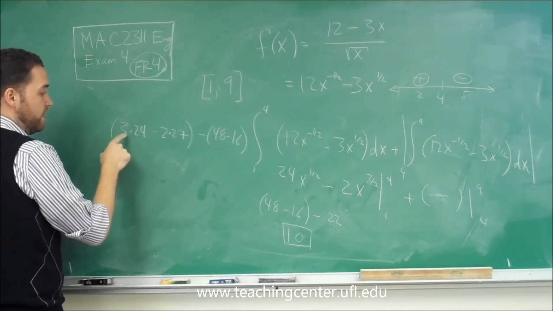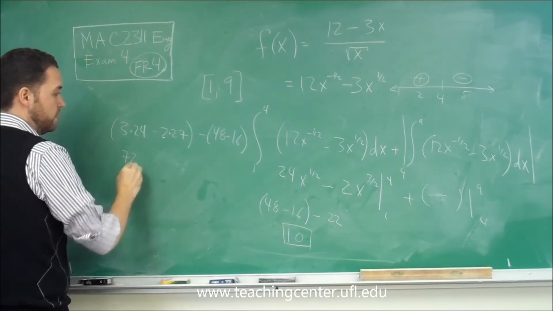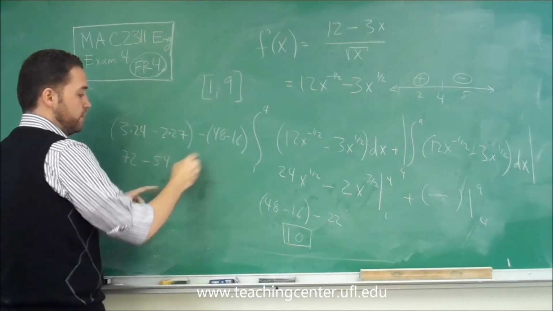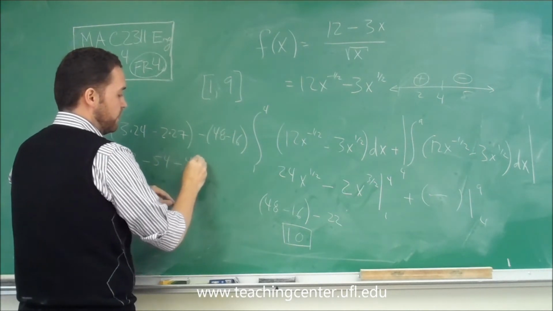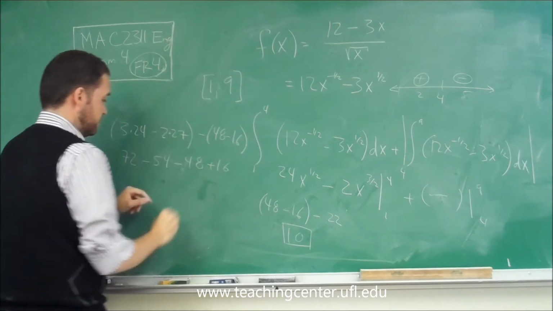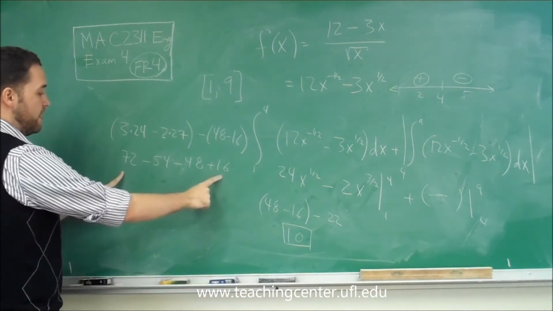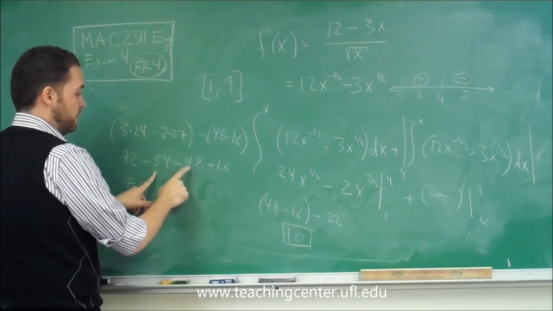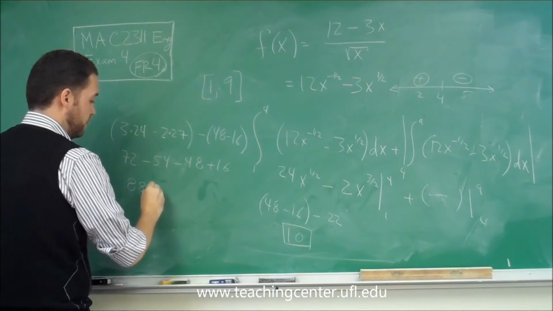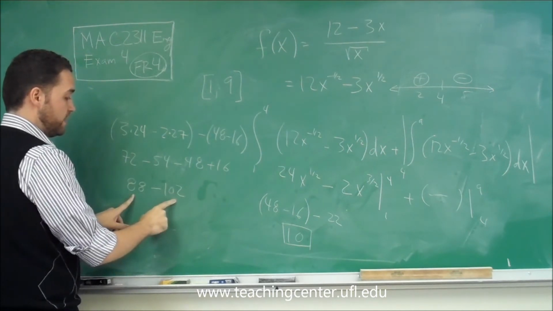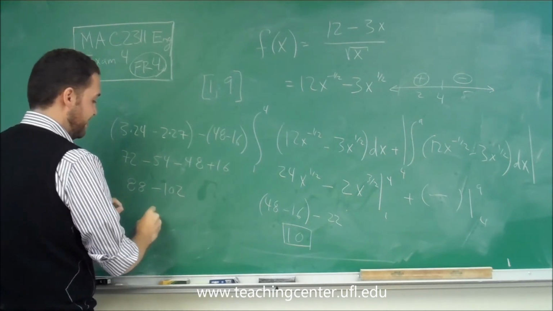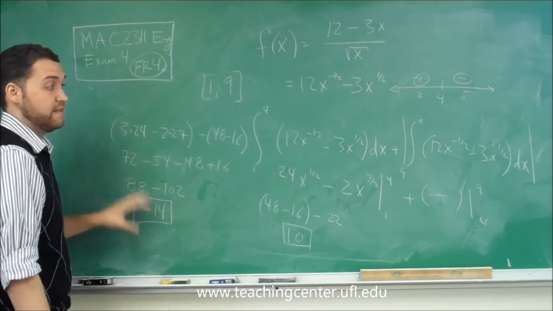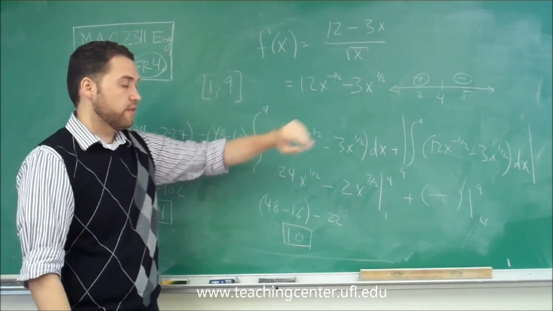Okay, so now we just want to evaluate what these are. 3 times 24 is going to give you 72. Then 2 times 27 is going to give you 54. And over here, you can run the negative through it, so you get minus 48, and then plus 16. Then we can combine the positives, which is 88, and combine the negatives, which is minus 126. When you subtract these, you can see it's going to give you negative 14. Once again, this isn't our answer either, but it came out to be negative, which is what we anticipated as well.